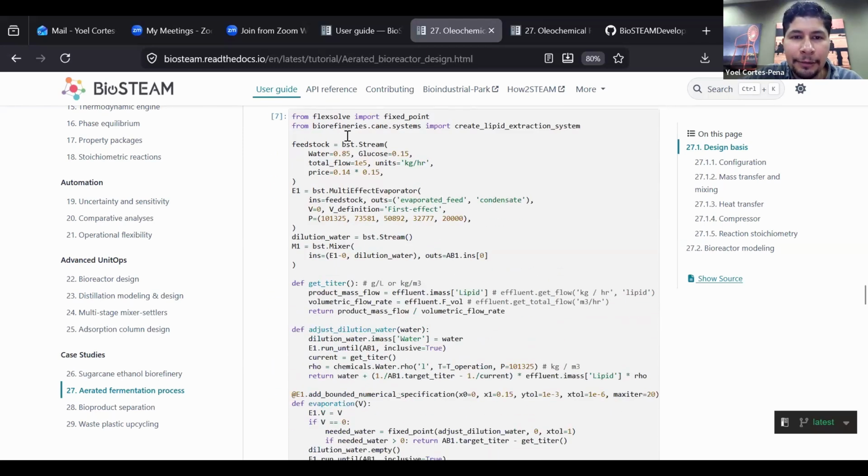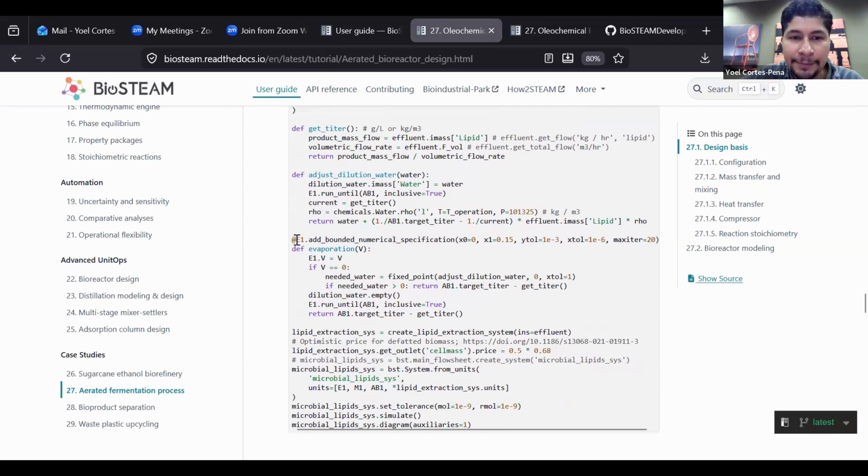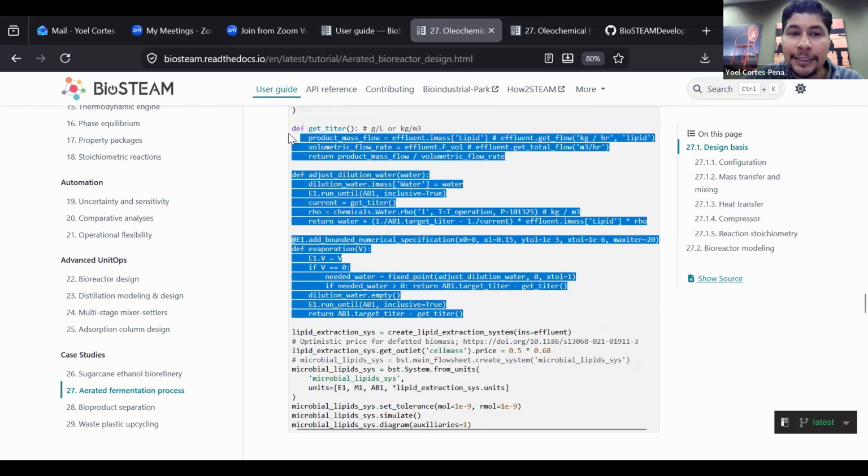Now here, we're adding the additional unit operations. We're creating our feedstock, our multi-effect evaporator to achieve a high thermal efficiency for the evaporation of water. Here we're adding a specification to the evaporator to adjust the amount evaporated in order to meet a given titer. You can just Ctrl+C this and Ctrl+V it if you need this kind of specification for your work.